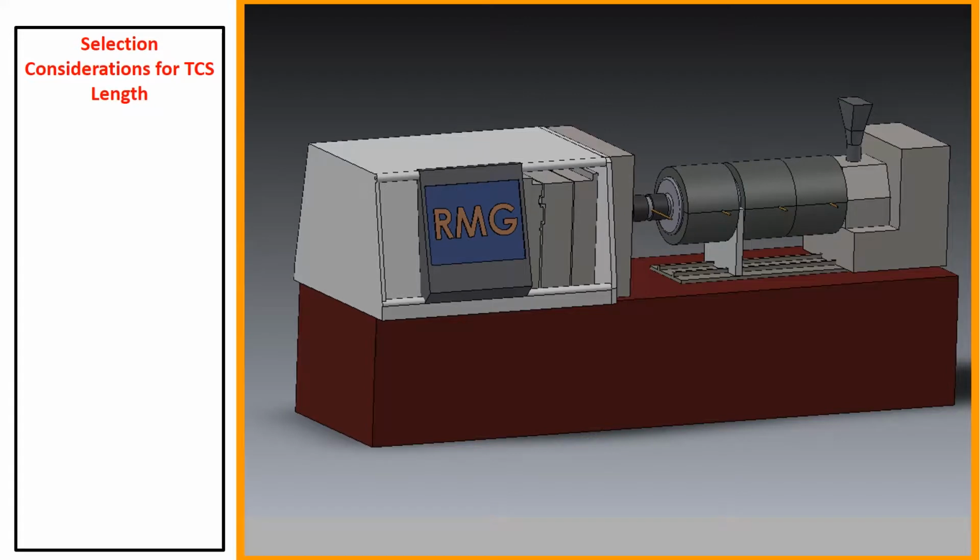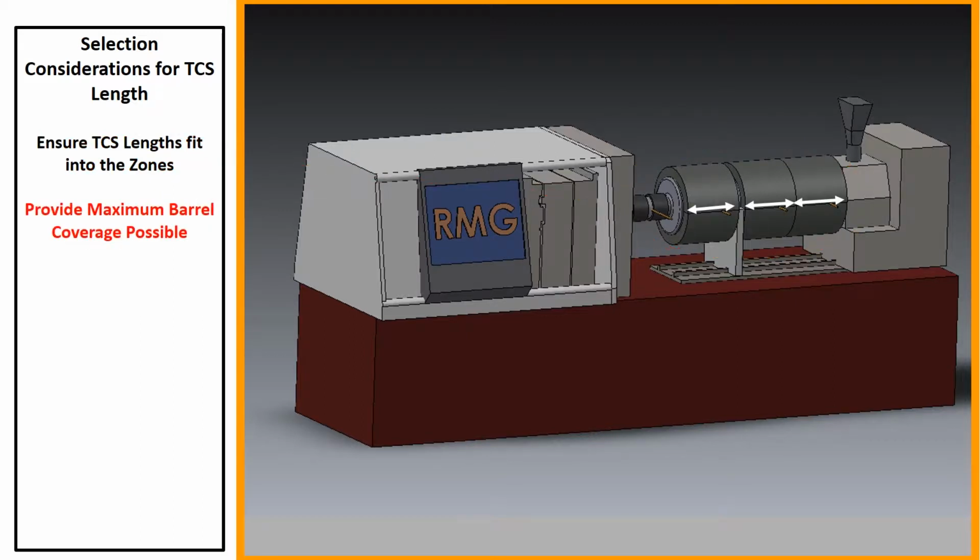The primary consideration when defining TCS lengths is that the parts fit into the zone as desired. This may seem fairly obvious, but much of the design process is really about physically fitting TCS to your machine, and you don't want parts that are oversized because they cannot be cut down on site. However, you also don't want parts to be undersized because you want to provide the maximum barrel coverage possible. This is for heat containment or to properly insulate the barrel.